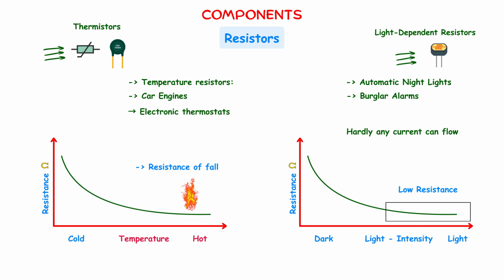As you can see on the graph here, an LDR is just a resistor whose resistance is dependent on the intensity of light. So in bright light environments there's very low resistance, meaning lots of current can flow, while in darkness the resistance is so high that hardly any current flows.